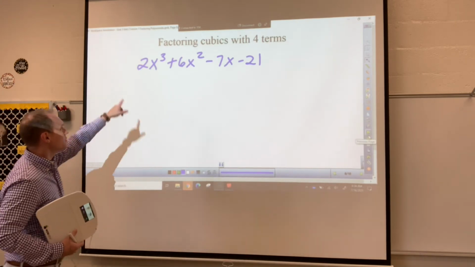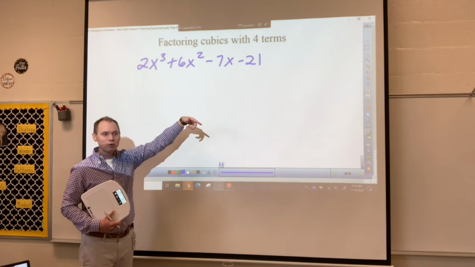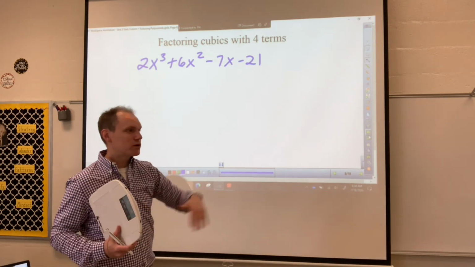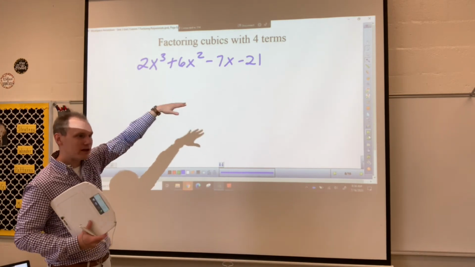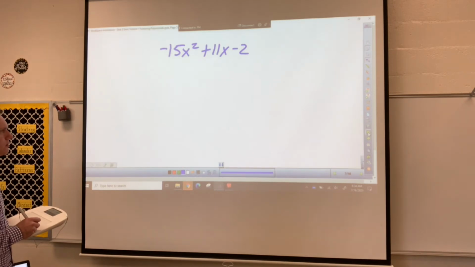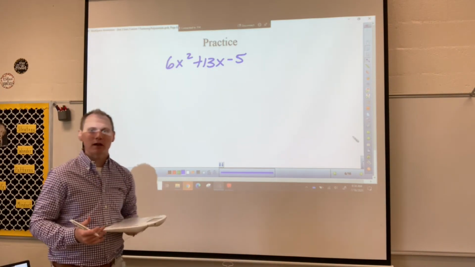What happens when we have a cubic? It's got 4 terms already, so we don't even have to separate the middle term. We've already got the 4 terms, so we can go ahead and start by grouping the first 2, the last 2, and factoring out what we can. We'll come back to that in a minute, but I want you to know that factoring by grouping is not just for quadratics. It's applicable to a lot of things.